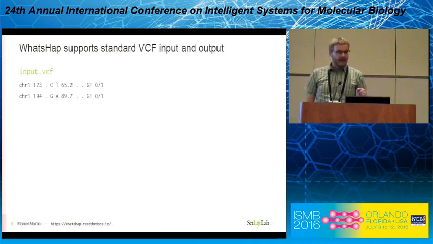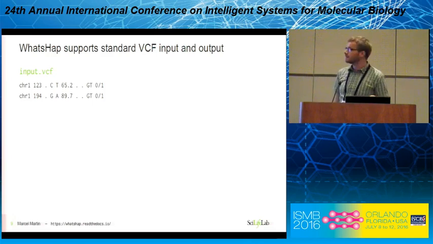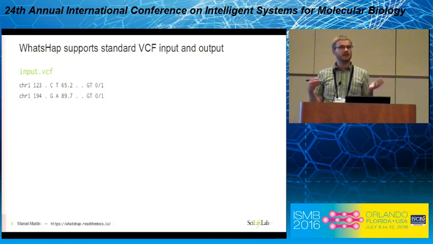So, as I just said, WhatsApp supports standard VCF input, but it also outputs VCF files. And this slide may be a bit boring because that's kind of obvious that that's what you should do. You should also output VCF files, but this is actually something that not many other tools do. So what does it look like?